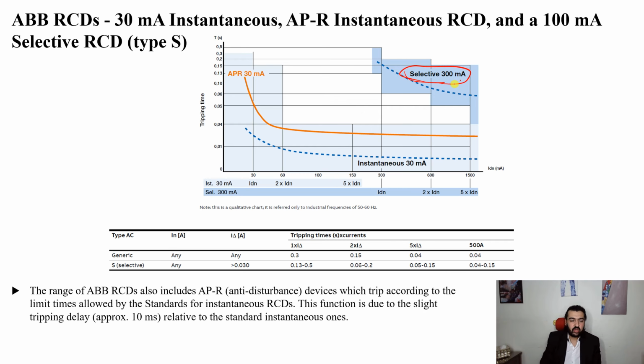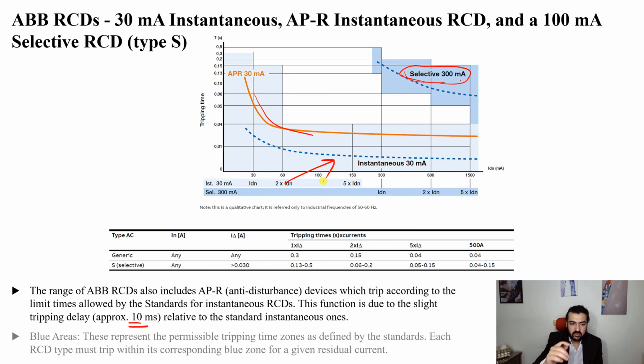Summary for this: the range of ABB RCDs also has AB-R anti-disturbance devices, which trip according to the limit times allowed by the standards for instantaneous RCDs. As you can see, this one is within the blue region for the standard. Why this function? This function has a slight tripping delay, about 10 milliseconds compared to the instantaneous standard ones. I'm going to explain why in the next slide. Blue areas represent the permissible tripping time zones defined by the standard, as I just explained. Each RCD, as you can see, trips within the allowable range.